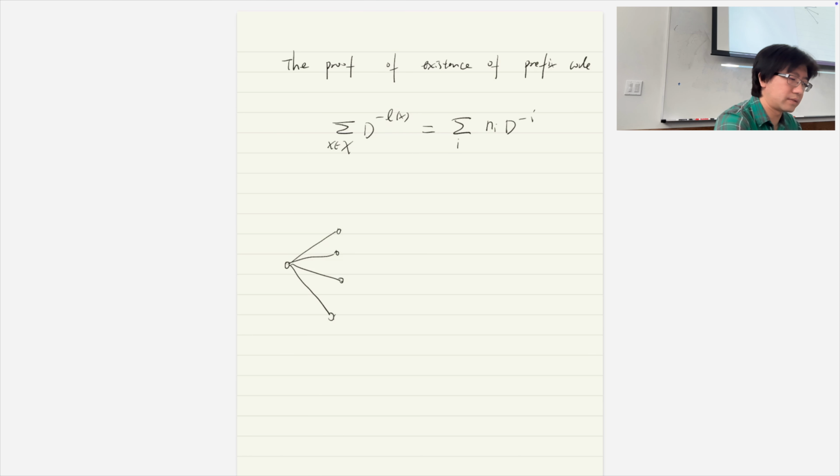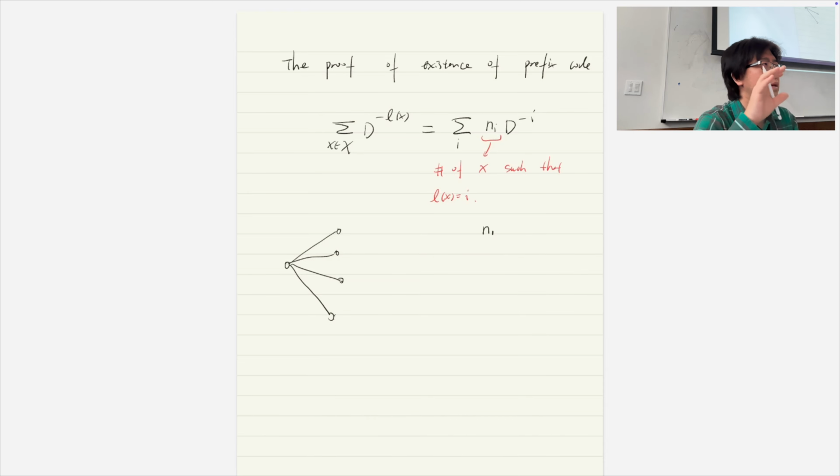And what is N_i? This is the number of x in the source such that L(x) equals i. We sum over length 1 code, length 2 code, length 3 code, and so on. That makes sense? Now let's start from length 1 code. Let's say the number of length 1 codes is n1. Can you tell me what is the upper bound of n1?